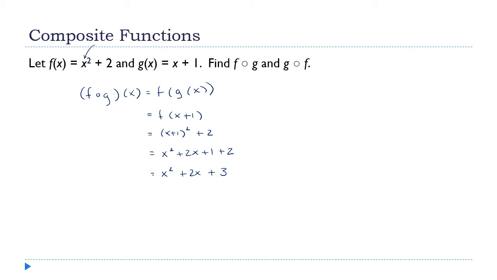Now let's try it the other way. Let's do g of f of x, and it's the same thing. This is g of f of x, just the order that's reversed. So f of x is x squared plus 1. And if I put that into the g of x formula, replace that x with x squared plus 1, I get x squared plus 1, which is x squared plus 2.